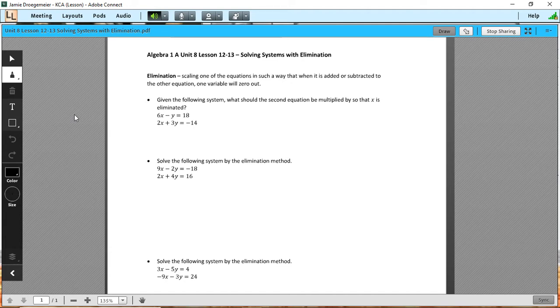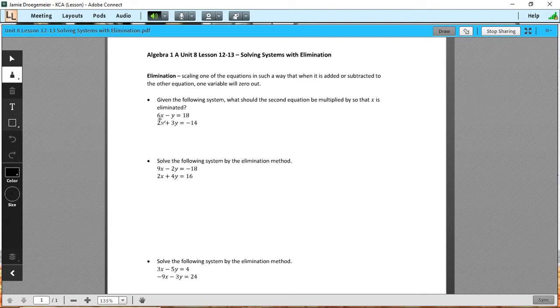And so basically elimination, you have the definition there. It says it's scaling one of the equations in such a way that when it's added or subtracted to the other equation, one variable will zero out or be eliminated. And so if we look at this first example, we have a system of equations, and it asks what should the second equation be multiplied by so that x is eliminated. So if we want to zero out or eliminate this x variable from this system of equations, what would we need to multiply that second equation by?